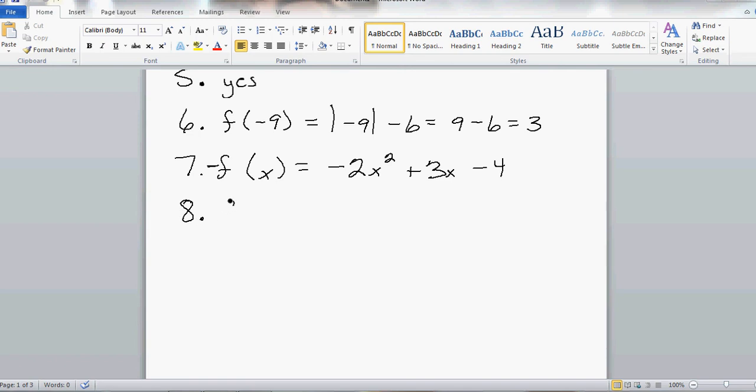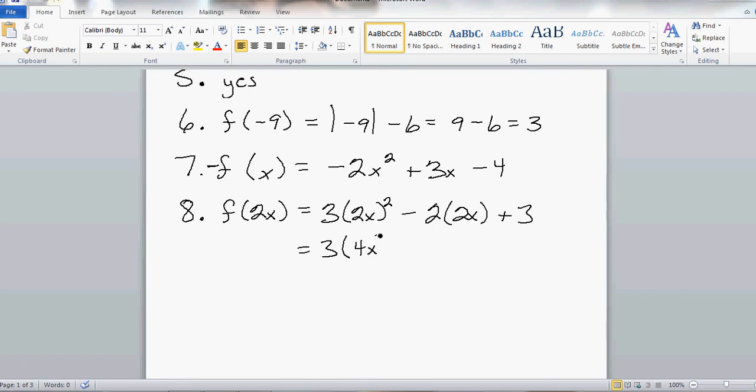Number 8, we are asked to find f of 2x. Well, this means wherever we see x, we're going to put in the value of 2x. And this will take a little bit longer, but we have 3x squared. Well, instead of x, we put in 2x. So 2x squared minus 2 times 2x plus 3. Okay, this will equal 3 times 4x squared minus 4x plus 3. And one final step, multiply there, you get 12x squared minus 4x plus 3. And there is the final answer.